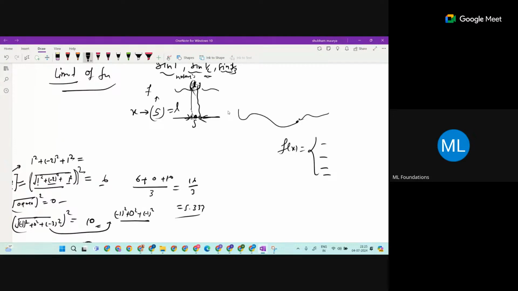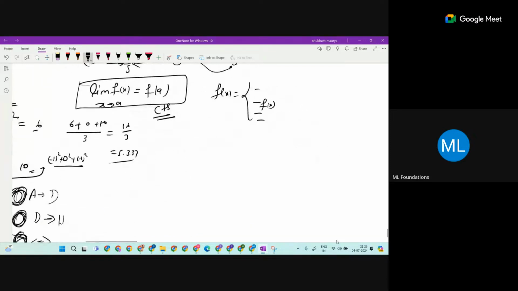So continuity means: whatever limit value you are getting, that L, and whatever function value is given at that point, are both the same or different? Sometimes the error is that the function value is different from the limit value. If function value is different from limit value, then the function is not continuous. If both are the same, then it is continuous. So limit value equal to function value means continuous.